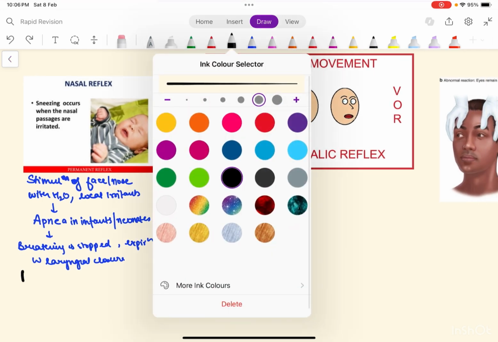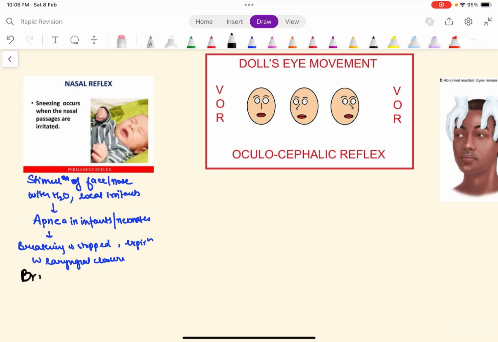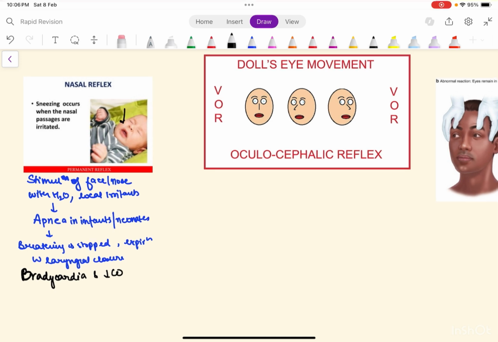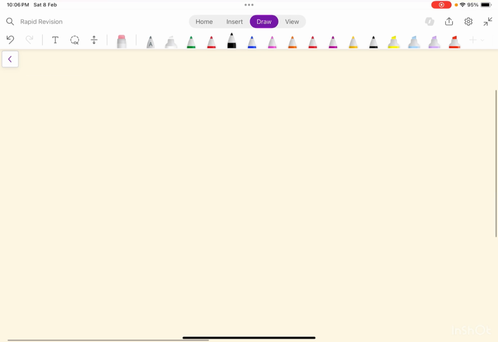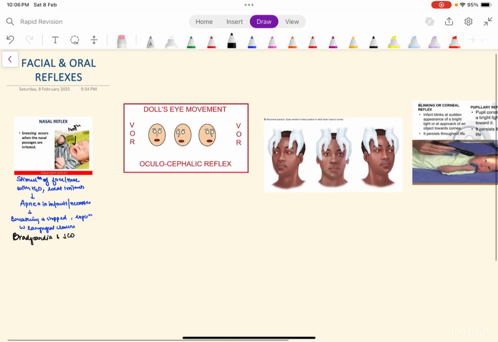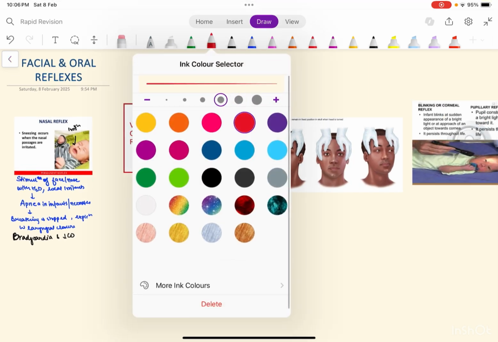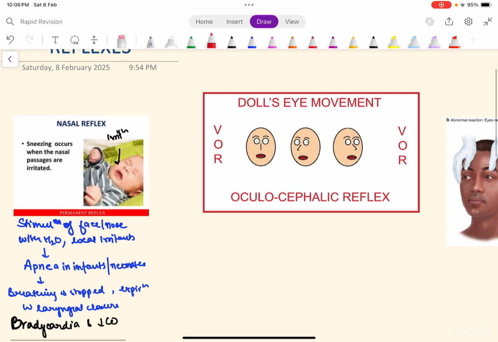Plus, in an extreme case you will see bradycardia and decrease in cardiac output. Basically, if there is an irritation, the child stops breathing. An important thing to note in this is that this is normal, so this is not bad.